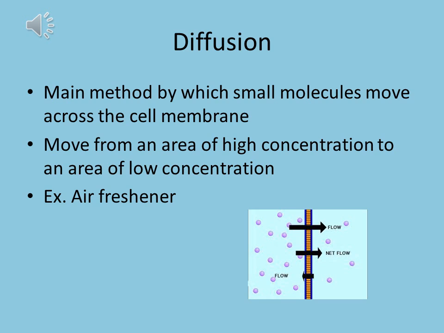There are three different methods that allow substances to move in and out of the cell. The first one is diffusion. Diffusion is the main method by which small molecules move across the cell membrane. Diffusion is the process by which molecules move from an area of higher concentration to an area of lower concentration.